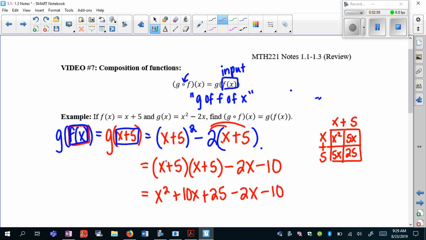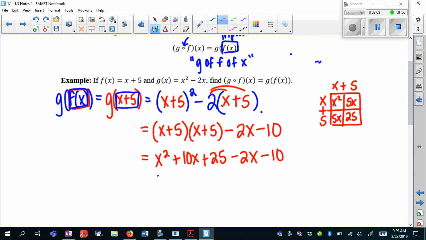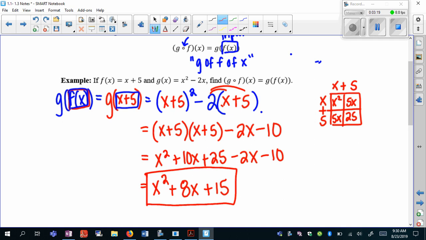You could also just FOIL this out. So any way to multiply that is fine. And then just combine like terms. So x squared is going to be in front. I combine the x's, I get plus 8x. And then 25 minus 10 will give me positive 15. And that's it. So that's plugging in function f of x into function g.